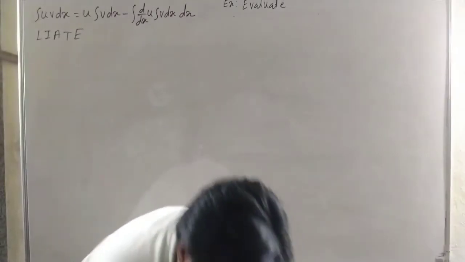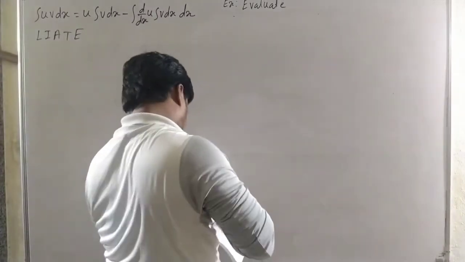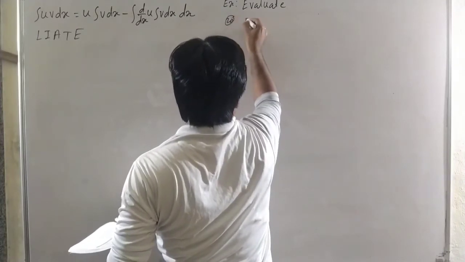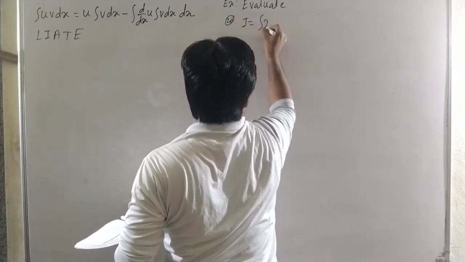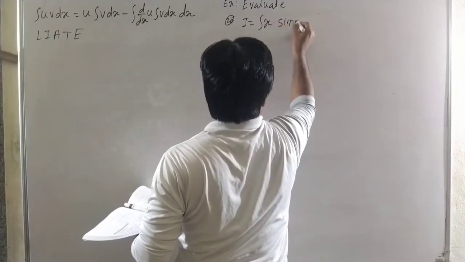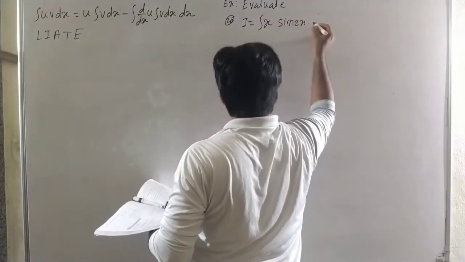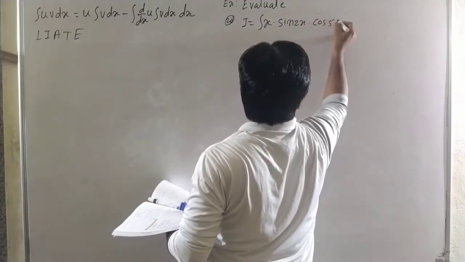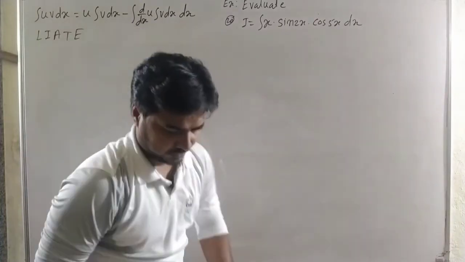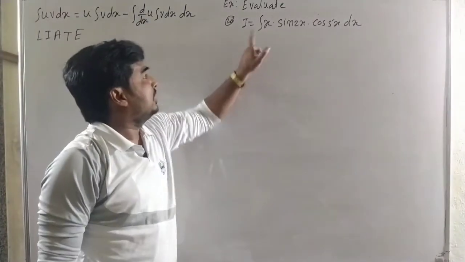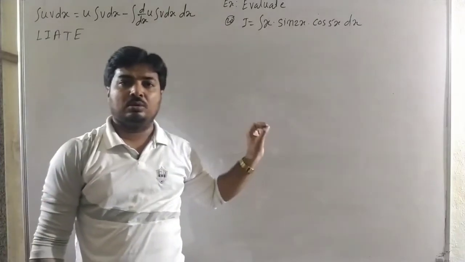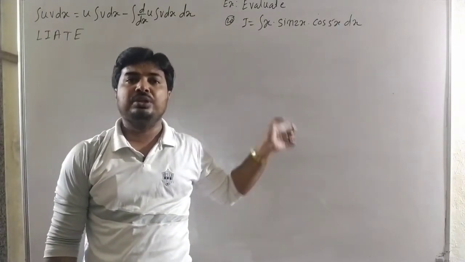Now then next example, it is example number 20. Integral of x into sin 2x into cos 5x dx. Now see carefully here, u into v into w. There is no rule for the integral of u into v into w.